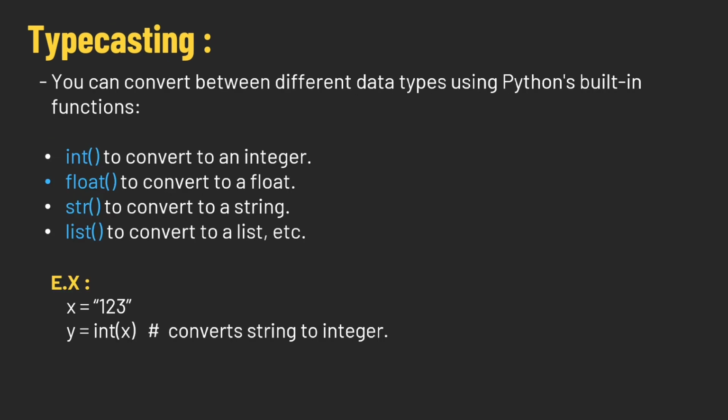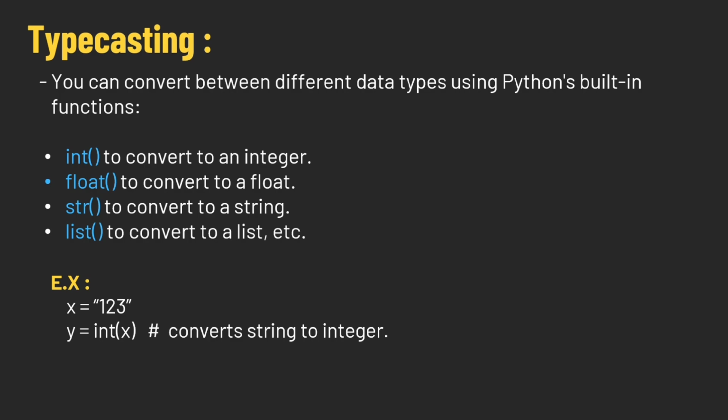Next, typecasting. Imagine you have different containers that can hold different types of things. Typecasting is like transforming one type of thing into another. For example, turning a string into an integer or vice versa. Built-in functions for typecasting. Python provides several built-in functions to perform typecasting. First, int converts to an integer. Second, float converts to a float. Third, str converts to a string. Fourth, list converts to a list, and so on.